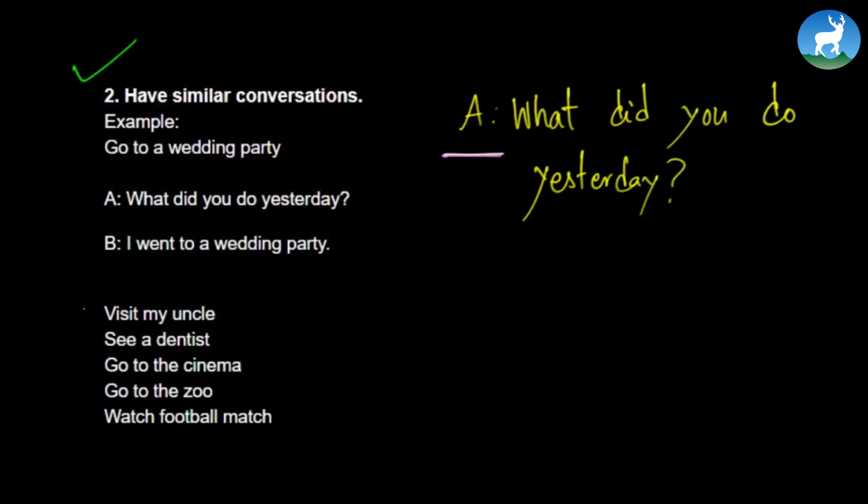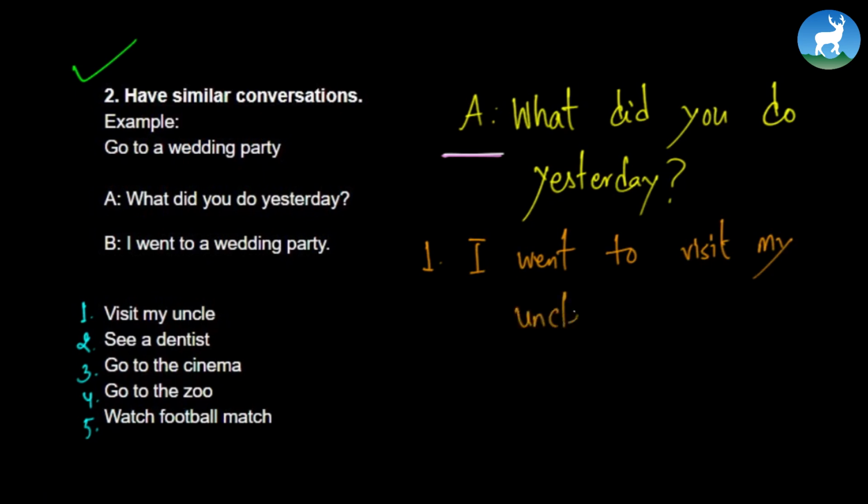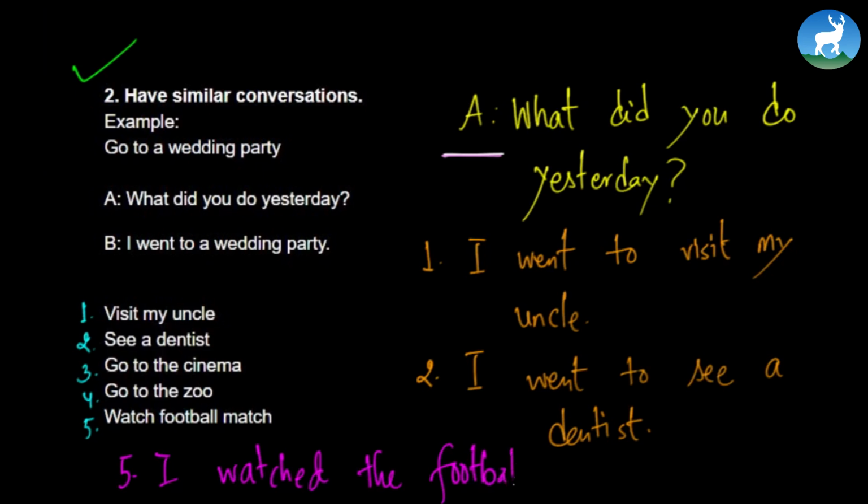So these are the questions, in fact. So we have 5 different options. So let's try from these options. You can say, first way, I went to visit my uncle. Or you can say, I went to see a dentist. Something is wrong in your teeth and you went there. Or go to the cinema. You can say, I went to the cinema. Go to the zoo. You can say, I went to the zoo. What did you do yesterday? I went to the zoo. What did you do yesterday? Oh, I did something very exciting, and it was I watched the football match, something that I have never done in a while. So you did something interesting.